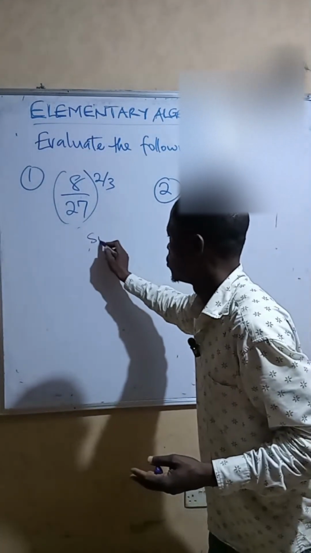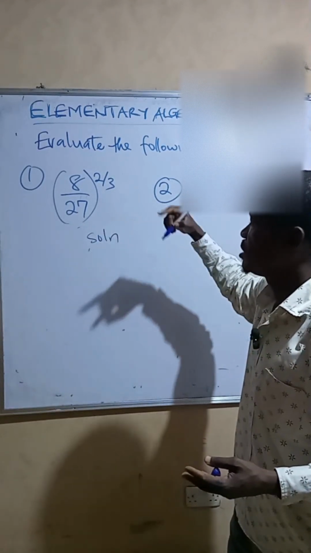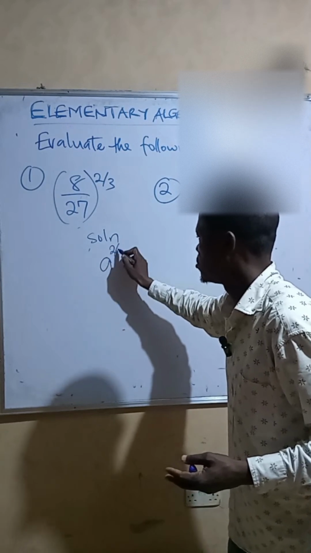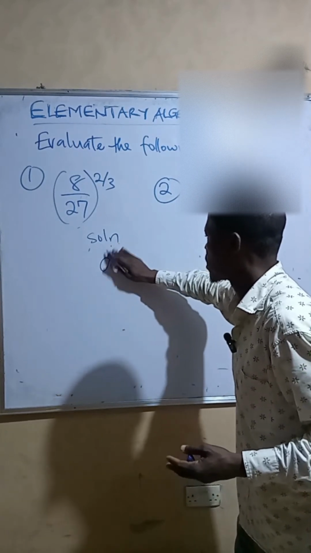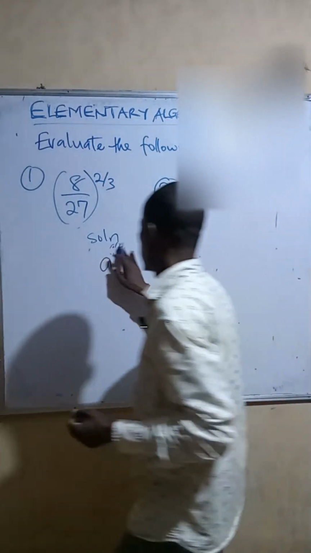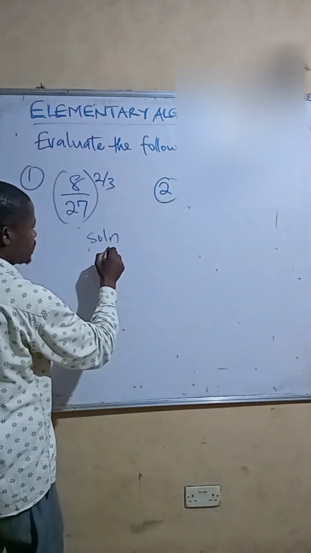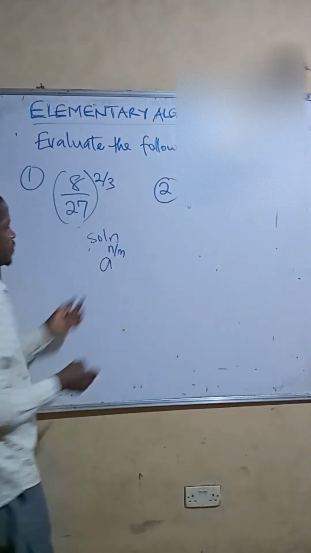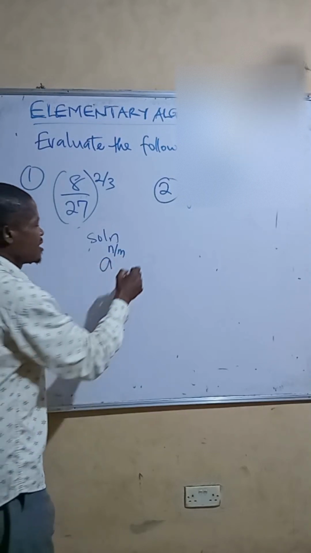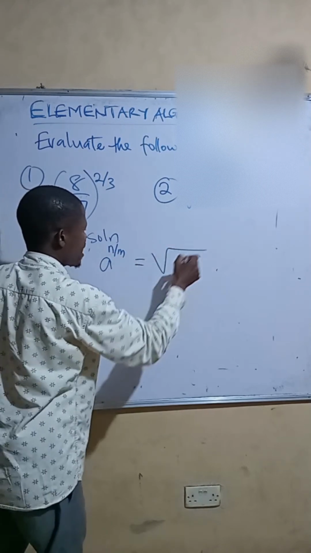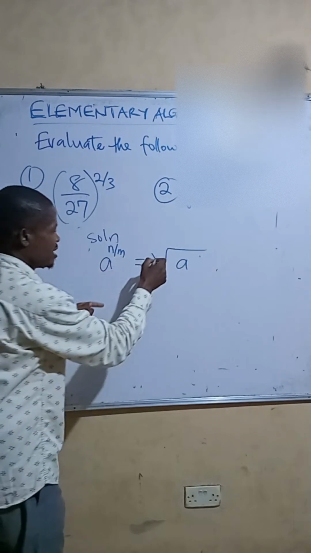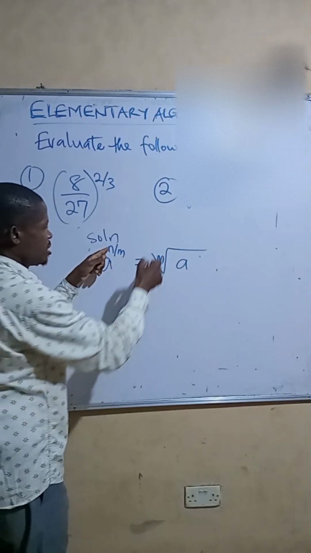Question 1, the solution to number 1. You can use this rule. The rule says that if we have a to power of a fraction, let's say you have a to power of n over m, that's your fraction. A exponent n over m is going to be equal to the root of a. The denominator of that fraction will be inside here. The numerator could be here.